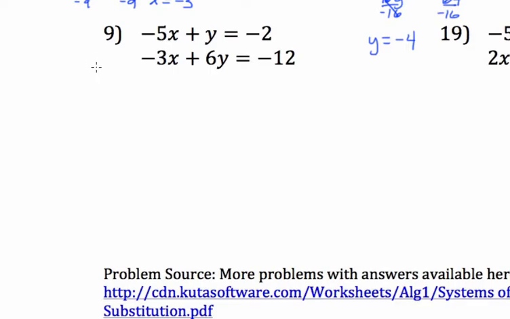Step 1. Get an x equals or y equals. I'm going to choose this equation, and I'm going to make it into a y equals. Again, I look for a y with a coefficient of positive 1. That will keep me from having any icky fractions or decimals that I have to deal with.